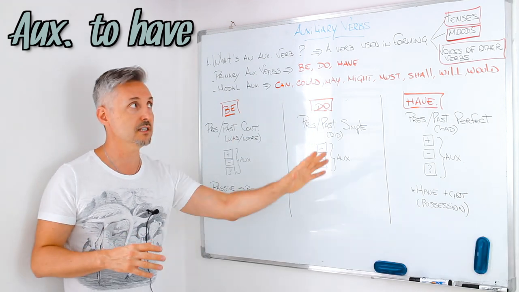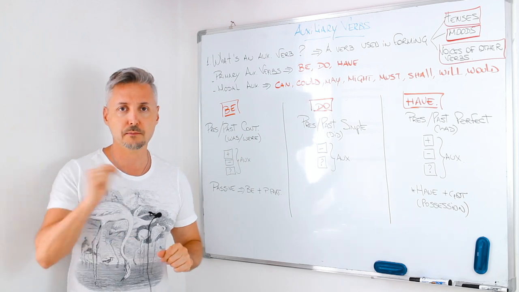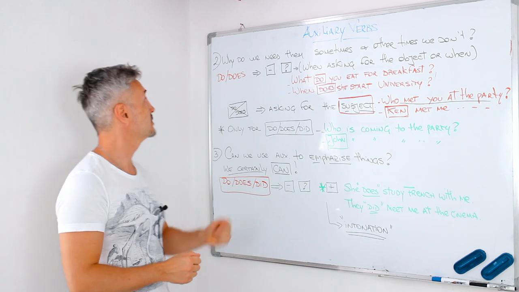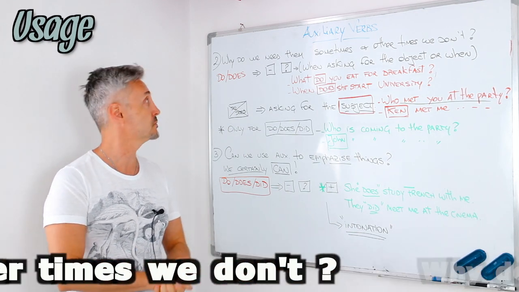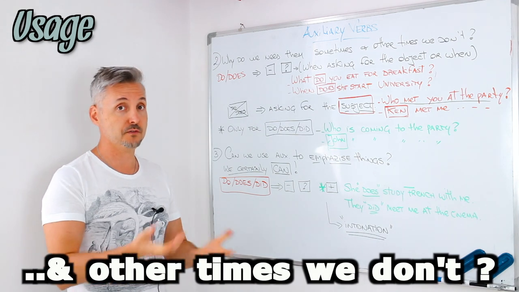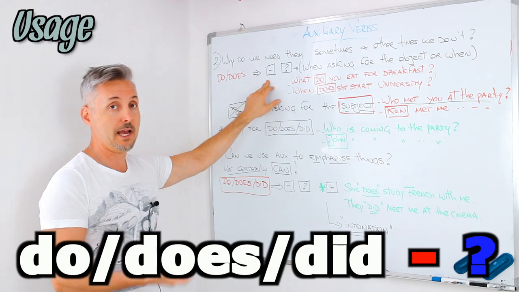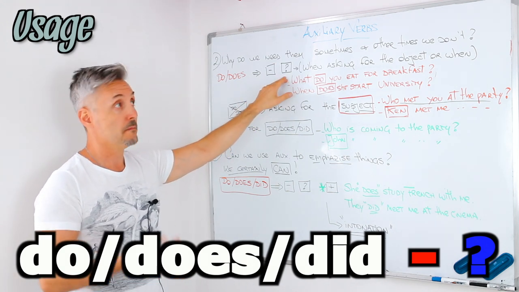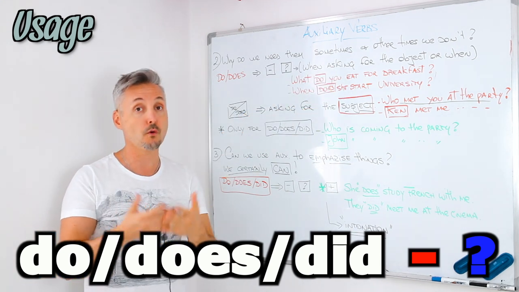Now I'm going to erase this and we're going to look over the second question that I prepared for you. So our next question. Why do we use them sometimes and other times we don't? Well, do or does, for example. I said that we use it for a negative sentence and interrogative sentence, right? And this is just when we're asking for an object or when.